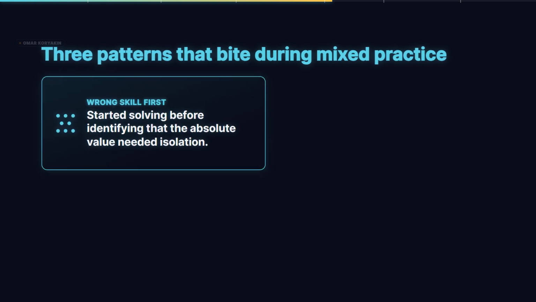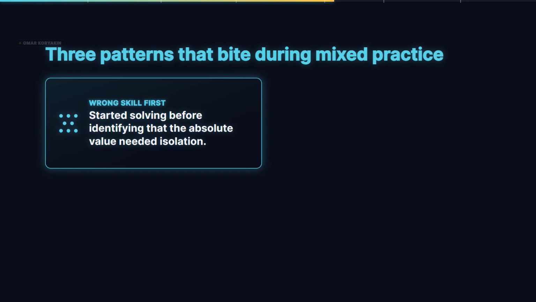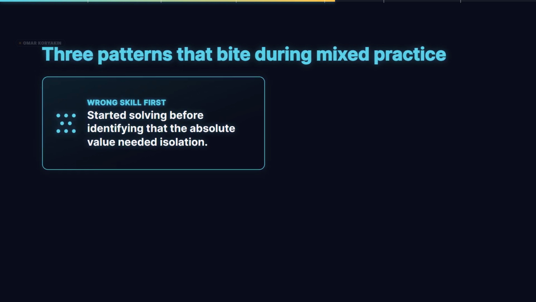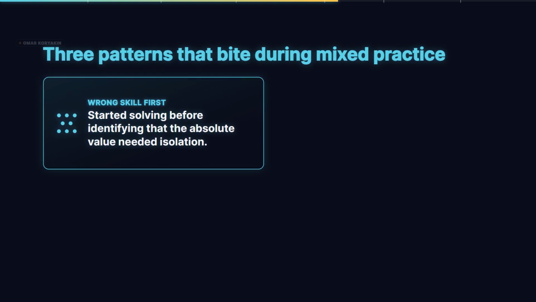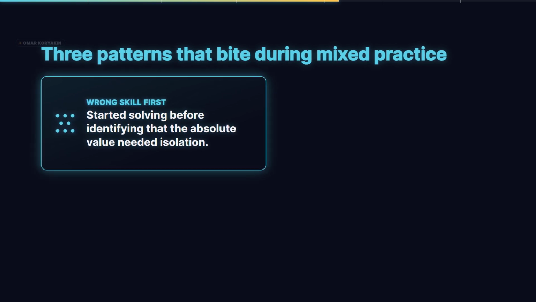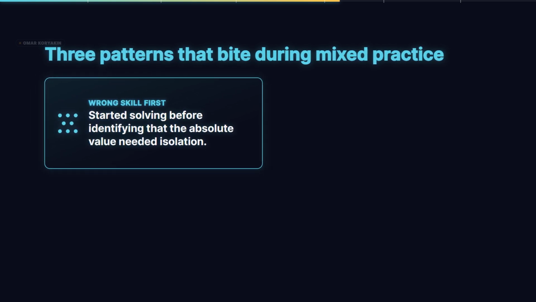First pattern: applying the wrong skill first because you misread the problem type. A student sees an absolute value inequality and immediately starts case splitting before checking that the absolute value is isolated, or sees a both sides equation and starts gathering before distributing the parentheses on either side.